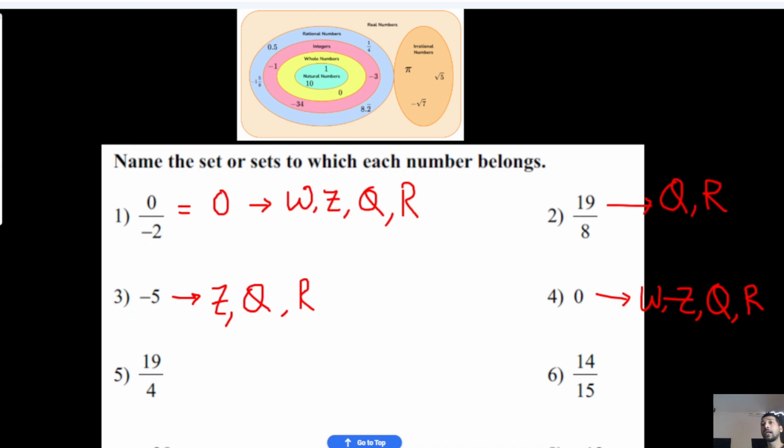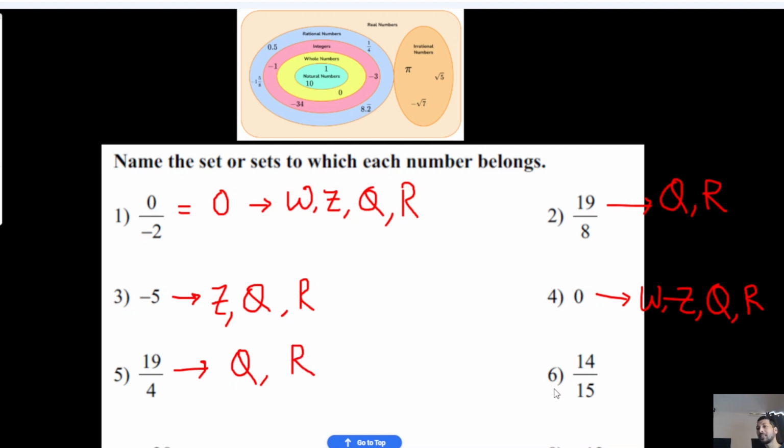For number 5, we have 19/4. Again, 19/4, we cannot simplify these to any natural numbers. 19/4 cannot be simplified to any whole numbers either, and it cannot be any integers. So we start off with the rational numbers. So that is Q, and since rational number is a part of the real numbers, so we have R.